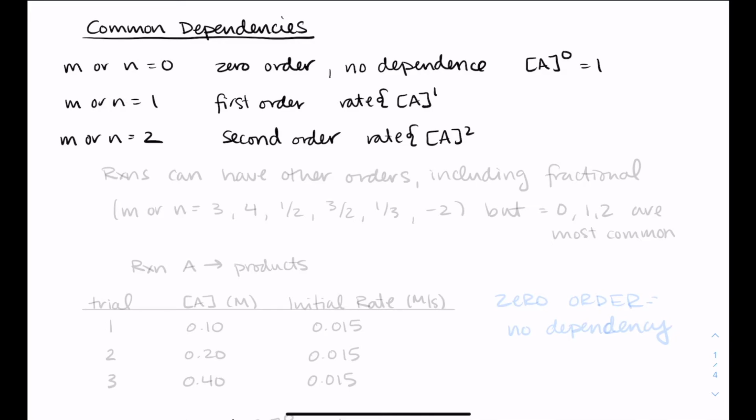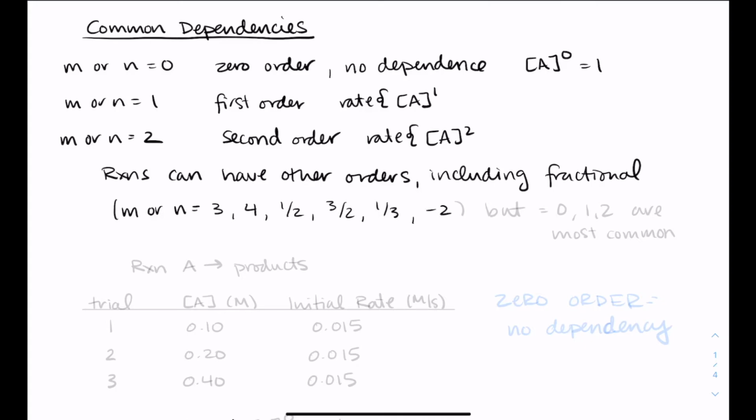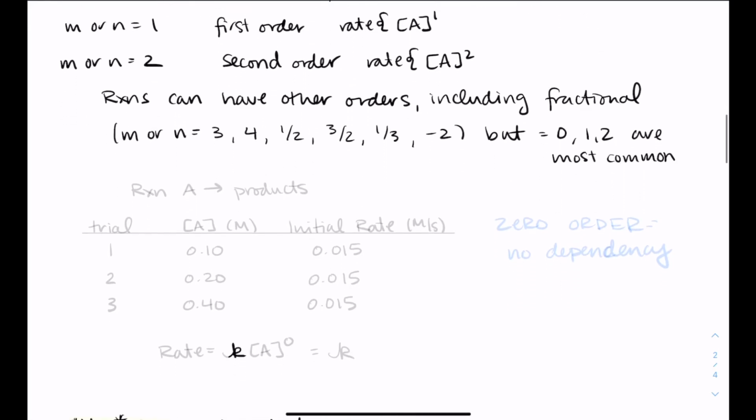You can have other orders, including fractions. So you could have m or n equal to 3, 4, 3 halves, 1/3, -2. The negative means it's in the denominator, so it's probably a product. 0, 1, and 2 are the most common. I will usually give you data that is 0, 1, or 2, but especially when we do things like mechanisms later on, you will probably see these other dependencies come up.